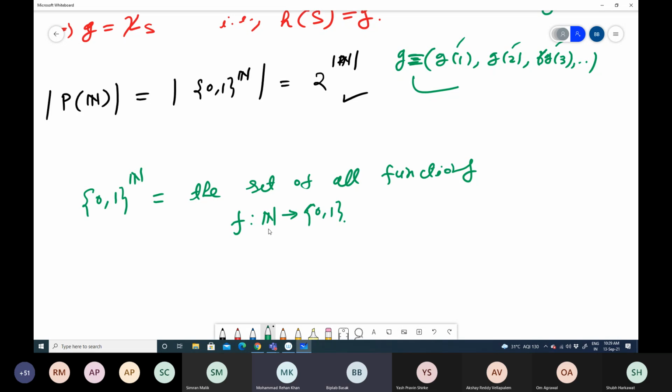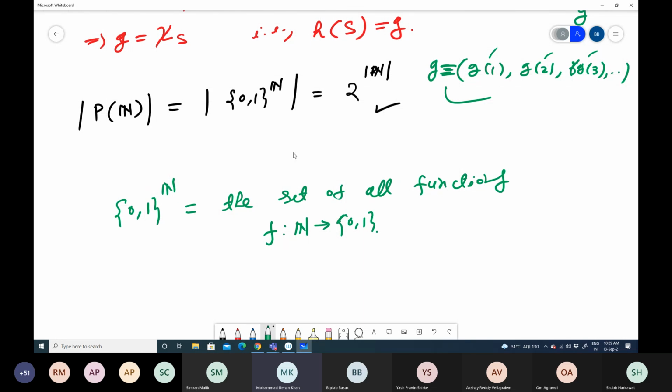Sir, one more doubt: to prove the cardinality, we should have defined the function from the power set of n to 2 to the power cardinality of n, no? Why are we defining it to {0, 1} to the power n? No, no. Because this is my definition: two sets A and B have the same cardinality if there is a bijective function from A to B. So here B is like 2 to the power cardinality of n, right?